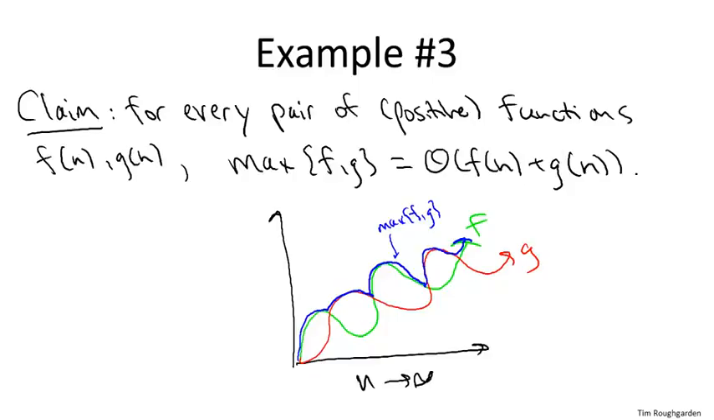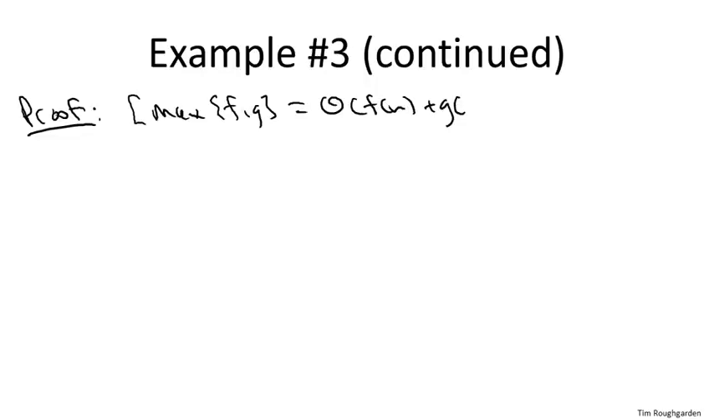So let's now turn to the proof of this claim, that the pointwise maximum of two functions is theta of the sum of the two functions. Let's recall what theta means formally. It means that the function on the left can be sandwiched between constant multiples of the function on the right. So we need to exhibit two constants, a small one c1 and a big one c2, so that the pointwise maximum of f and g, whatever they may be, is wedged in between c1 and c2 times f of n plus g of n, respectively.